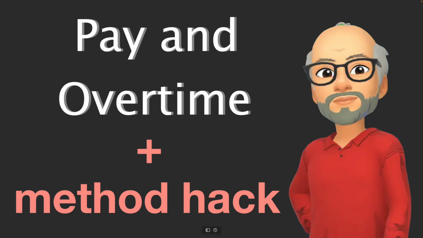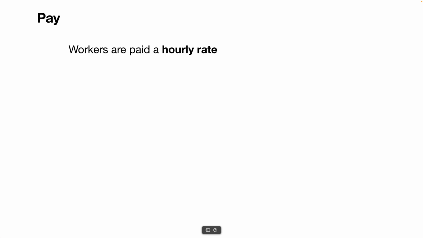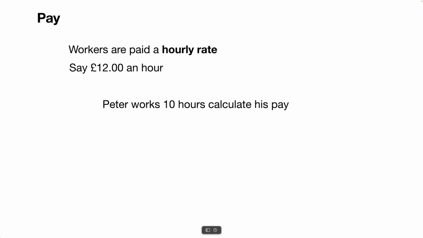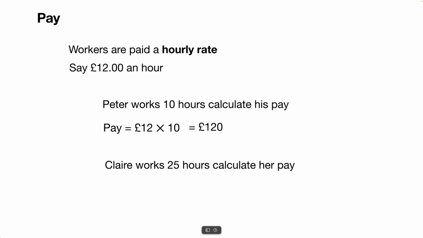Pay and overtime doesn't come up often, but it's quite tricky. Let's look at ordinary pay. Workers are paid an hourly rate, say £12 an hour. So if Peter works for 10 hours, calculating his pay equals 12 times 10, £120. Claire works 25 hours, her pay is 12 times 25, £300. Not very difficult and therefore not many marks.